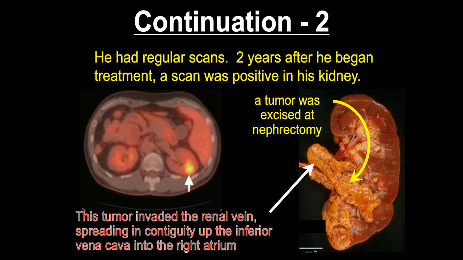This particular tumor, which is shown here, invaded the renal vein, which is the vein that drains the kidney, and spread in contiguity, which is to say as one continuous mass up the renal vein into the vein that the renal vein drains into, which is called the inferior vena cava, and all the way into the right side of the heart.